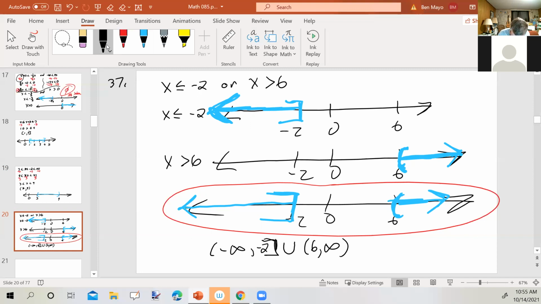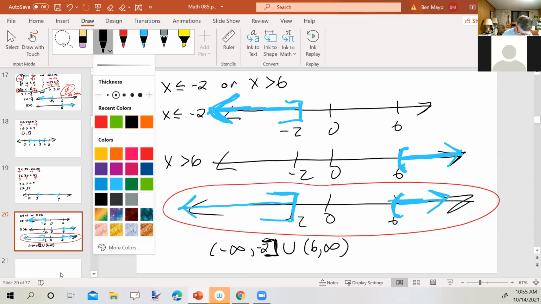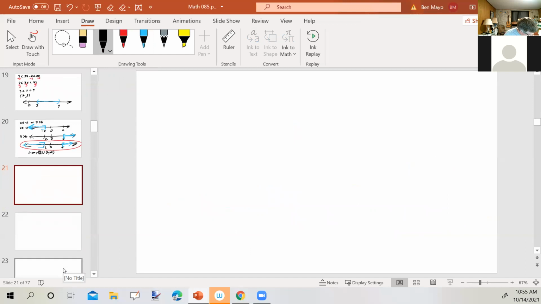So the union still has two separate pieces. We can't combine them because there's a space between them, just like different islands in the state of Hawaii. Any question about that one? Okay. Let's see here. Let's take a look at this one.